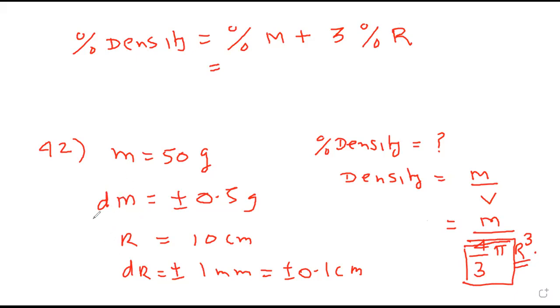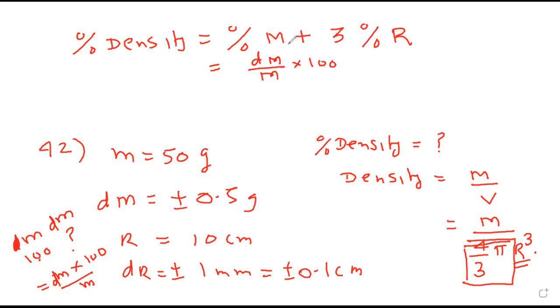We have to find it. That means dm is the error in m. They are saying percentage, which means out of 100 how much. So by cross multiplying: if in m the error is dm, then in 100 it will be dm into 100 upon m. This is the formula. So percentage error in m is dm upon m into 100.